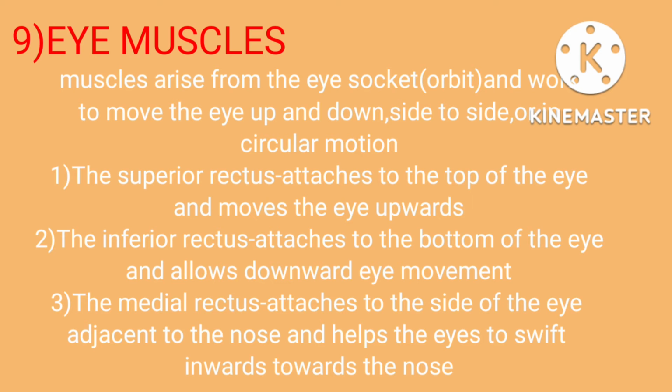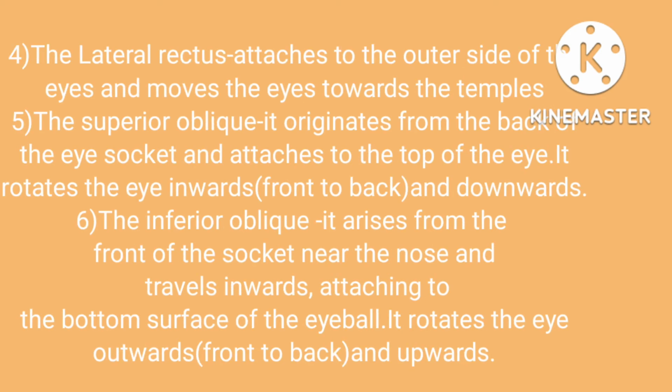Number 3. The medial rectus attaches to the side of the eye adjacent to the nose and helps the eyes to sweep inwards towards the nose. Number 4. The lateral rectus attaches to the outer side of the eyes and moves the eyes towards the temples.